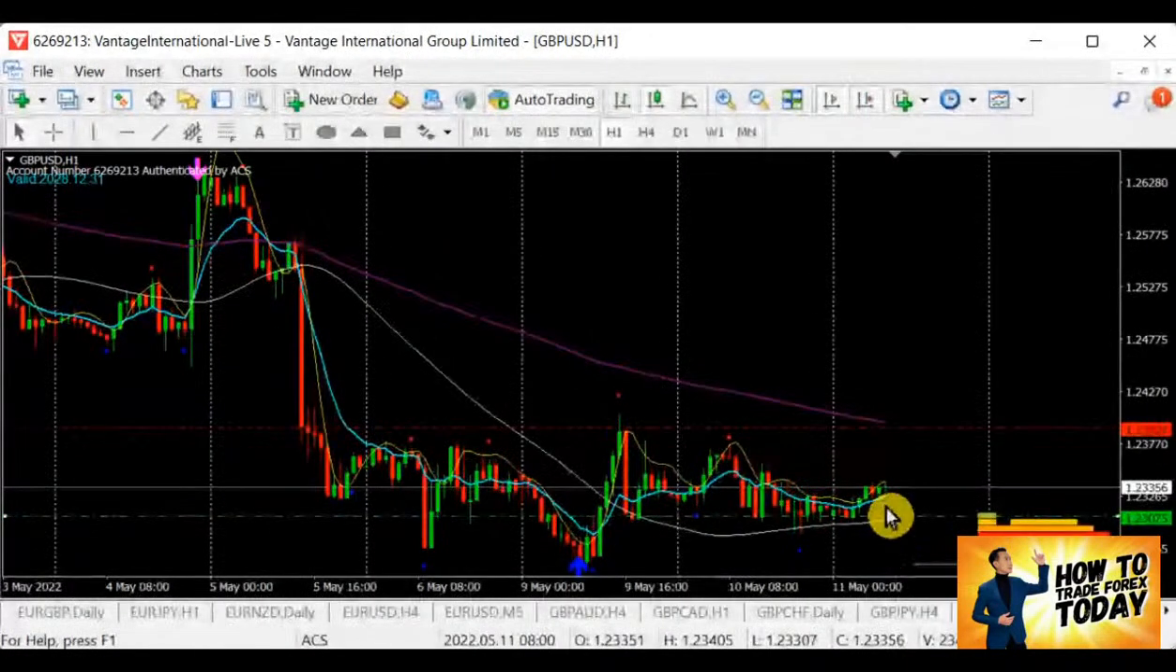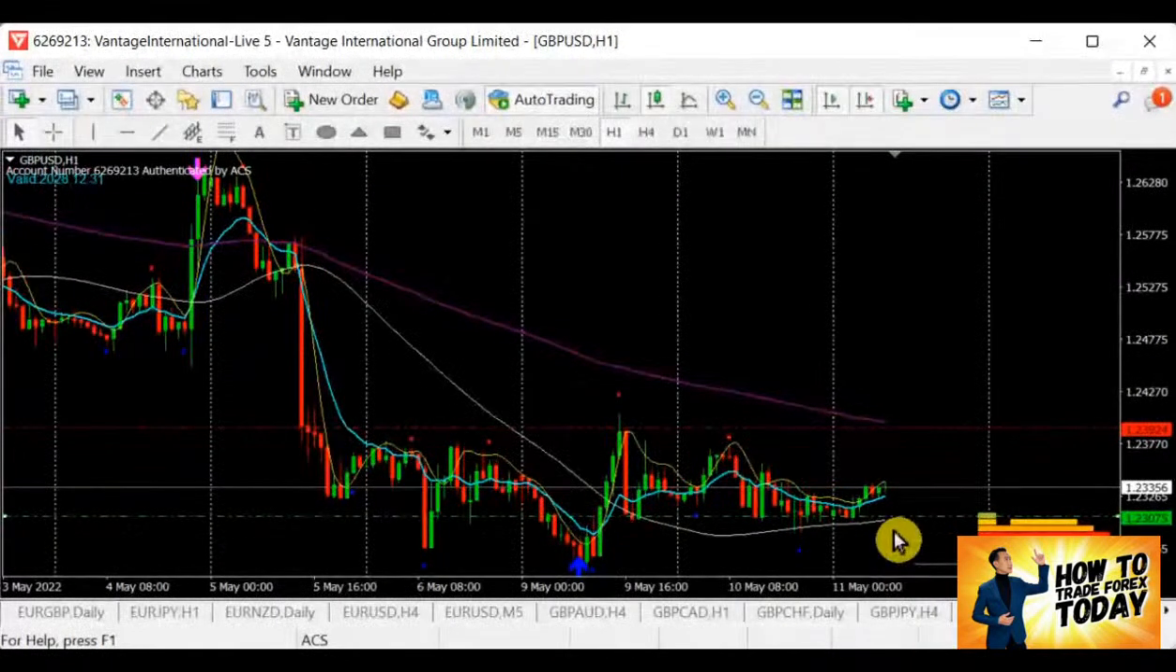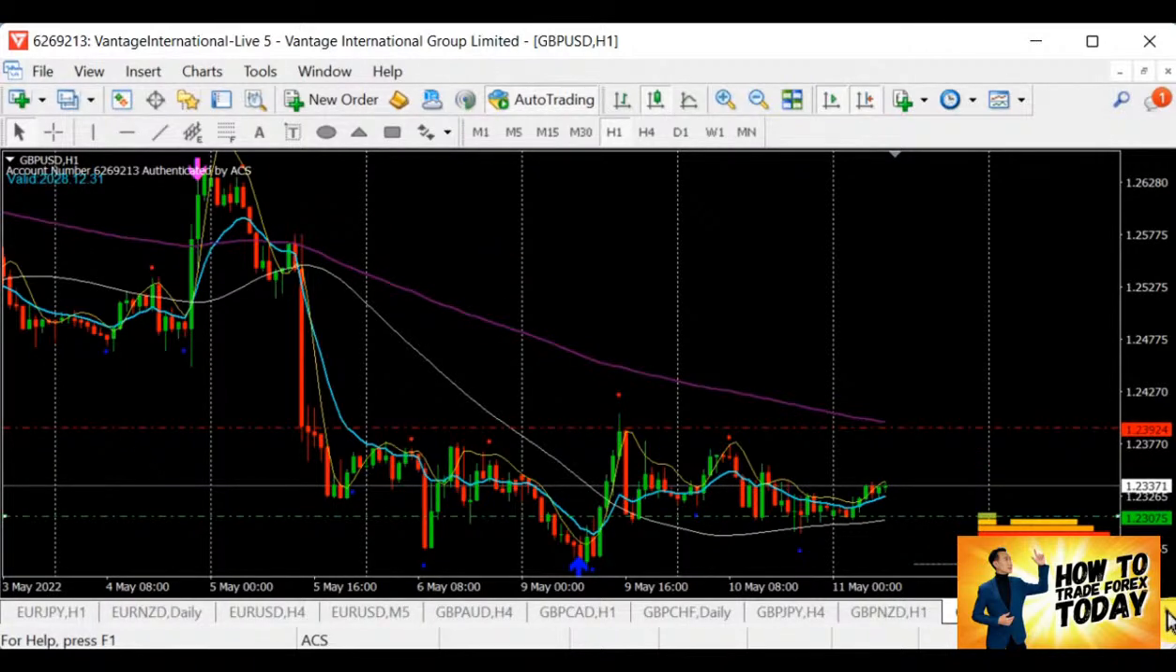Well worth waiting for it to cut the white line, for it to break the support. Then retest the support as a resistance, then we continue the selling. All right, so this is for pound dollar. Although yes, I think it may happen in the second half of the day, so I'm not going to put this into my watch list as well.